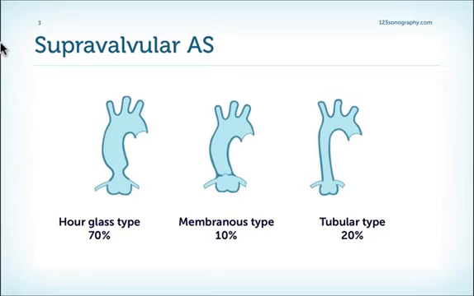Now let's take a look at supravalvular aortic stenosis. This type of aortic stenosis also belongs to the congenital malformations. Usually, patients present with an hourglass type, which is found in around 70% of cases. Or it can present as a membranous type with a supravalvular membrane in around 10% of patients. Some patients present with a tubular type, where a long part of the ascending aorta is affected, and this is seen in around 20% of patients.